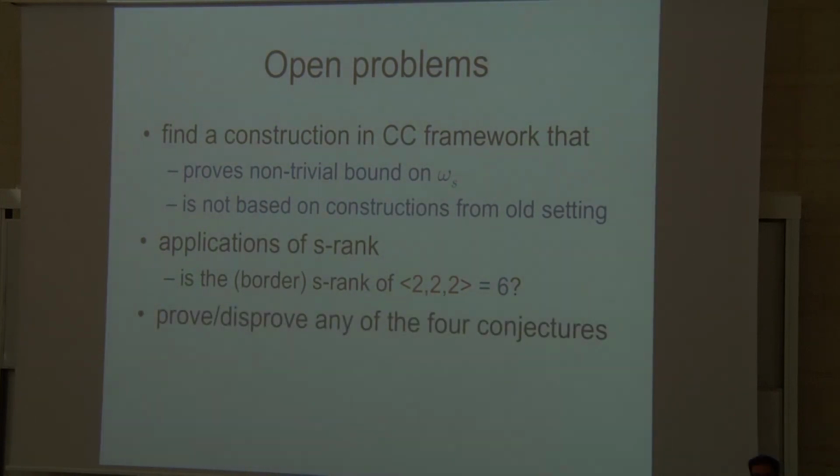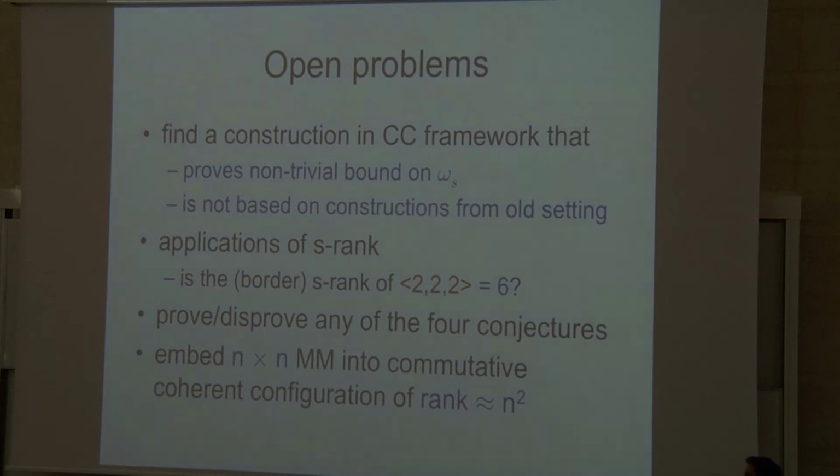Prove or disprove any of the 4 conjectures. It would be great if we could prove them, but they're also falsifiable. They're concrete things that we can prove you can't do. And so any progress in either direction would be really exciting. And then the one that I left with on the previous slide: embed n by n matrix multiplication into a commutative coherent configuration, whatever that means, of rank n squared. That's an approach to getting omega is equal to 2. And I think it's a nice combinatorial algebraic thing. You don't have to know representation theory, and perhaps that's a way to solve this problem once and for all. And with that, I'll end.